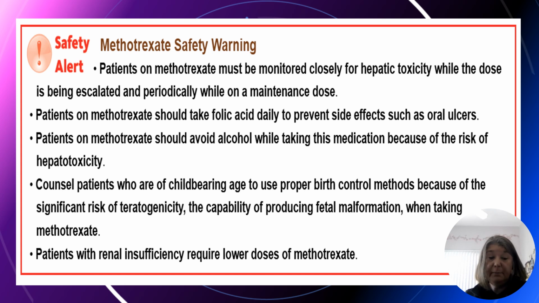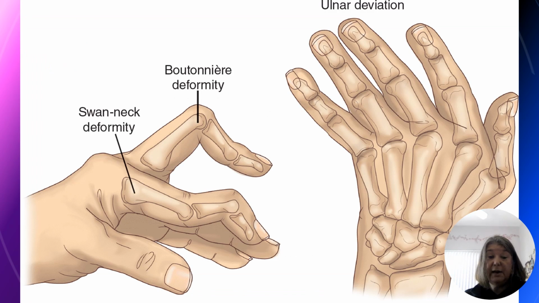Let's see, and it talks about patients with renal insufficiency. They may need to use lower doses of methotrexate. So again, this is slide 45. This is the safety alert related to methotrexate. You're going to want to take a look at that.